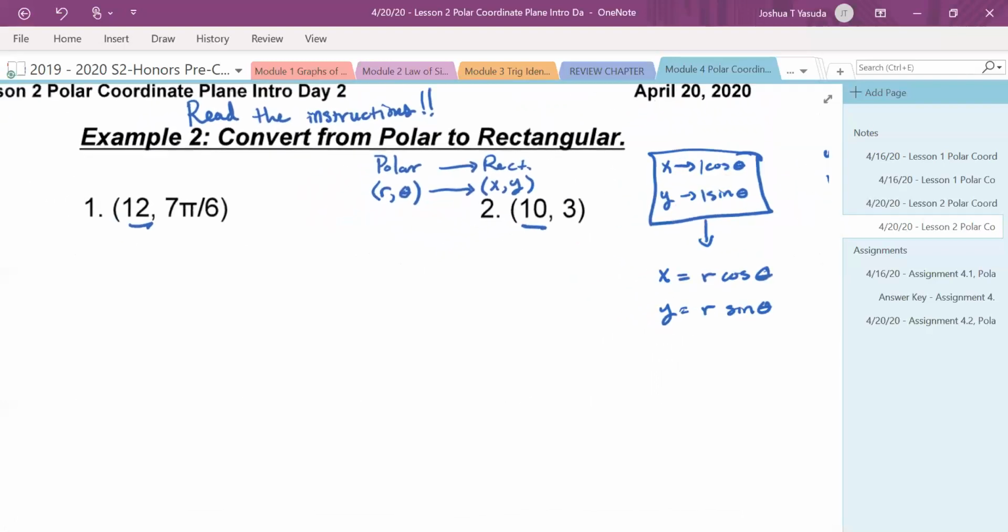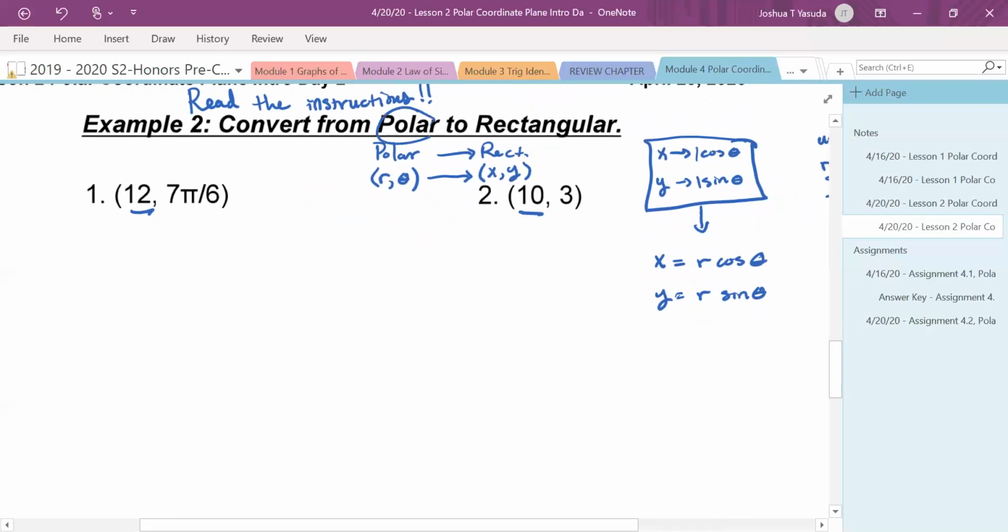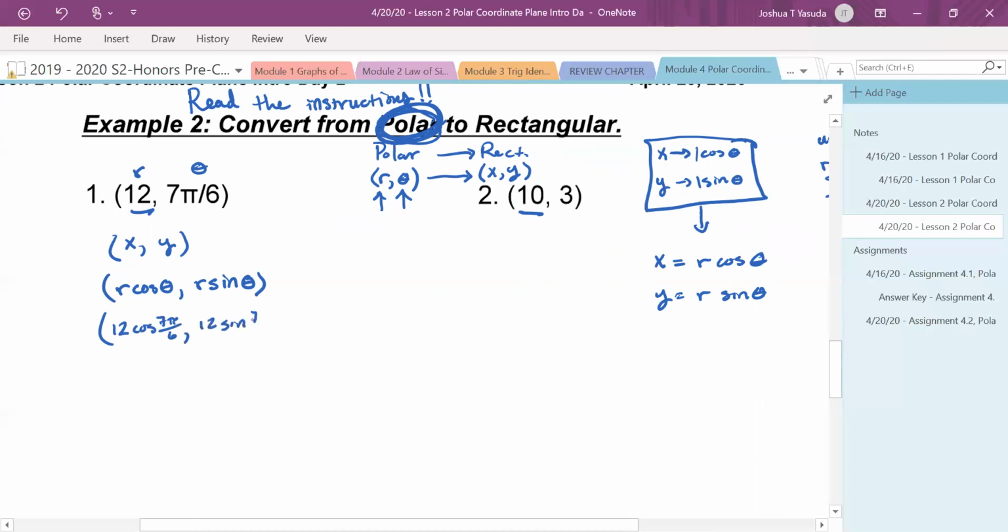This should be pretty straightforward because if you're in polar, you've been given a radius and an angle, and you just have to set it up. We're trying to go into x comma y. This is r and this is theta. So x is r cosine of theta, and y is r sine of theta. And that's it. Then this point will just be 12 times cosine of 7 pi over 6 and 12 times sine of 7 pi over 6.